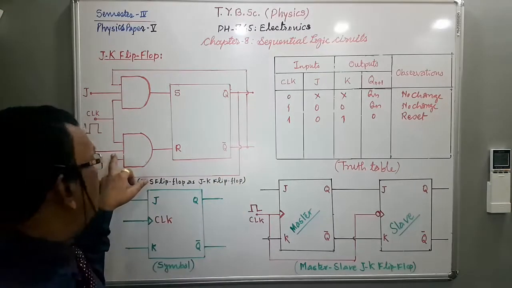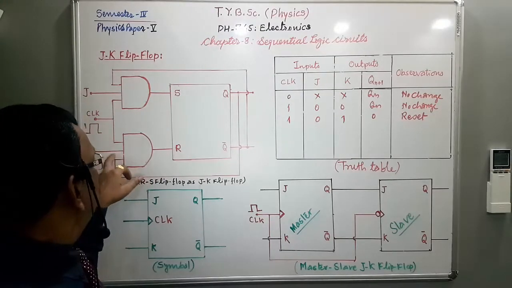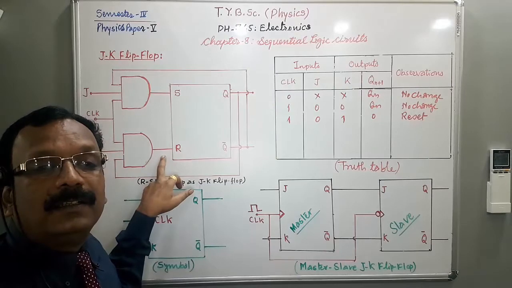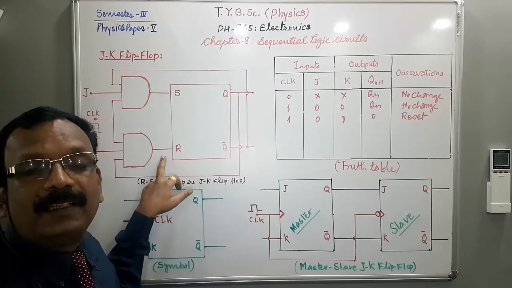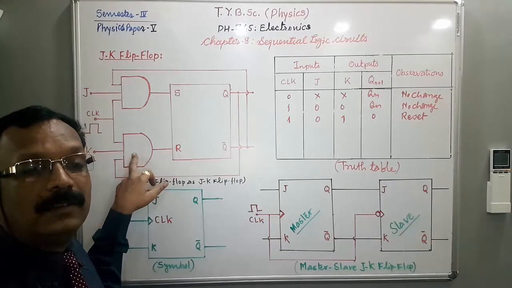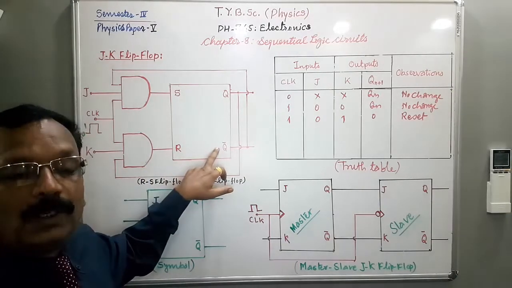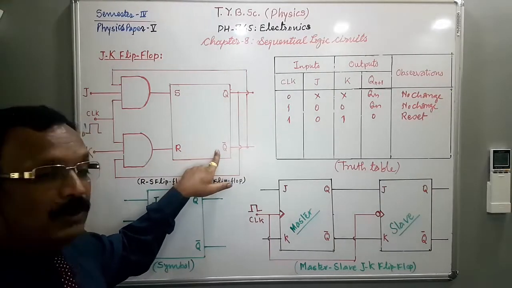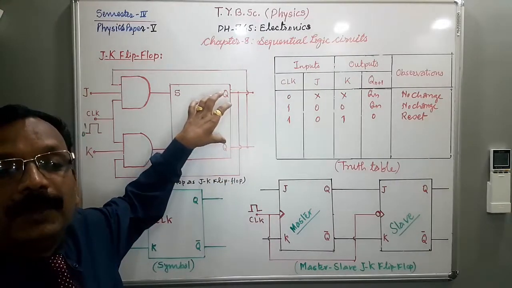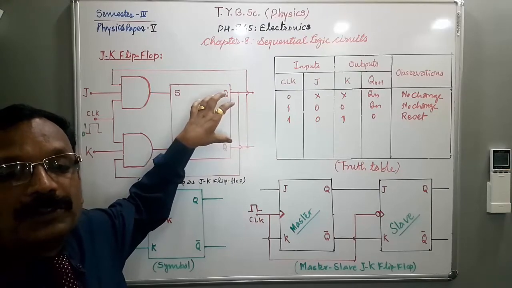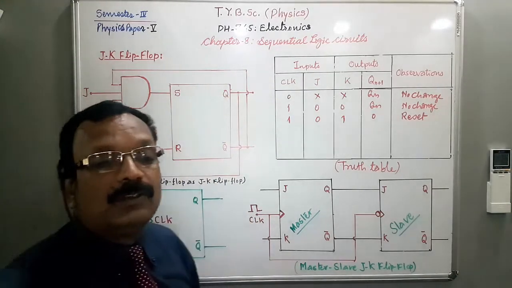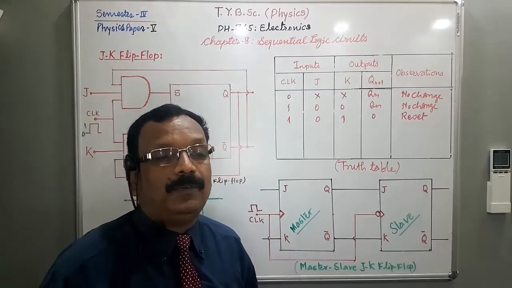Then the clock pulse becomes high and the lower gate is enabled because here Q bar is equal to 1. Remember that when Q bar is equal to 1 and Q is equal to 0, at that time the positive clock pulse resets the JK flip-flop. Positive clock pulse, that is logically high clock pulse, resets the flip-flop.